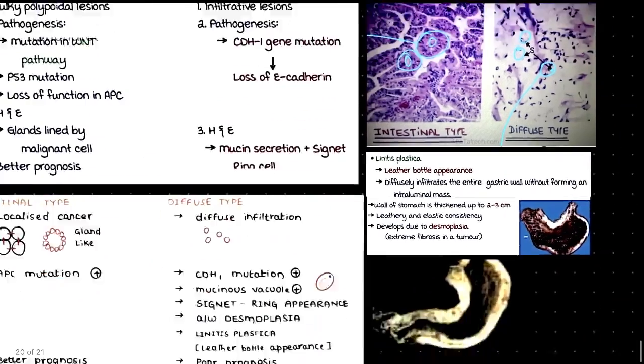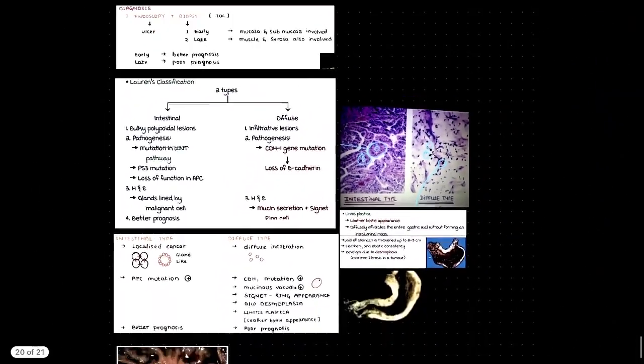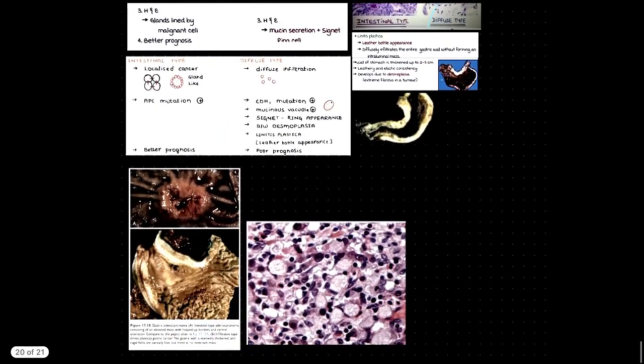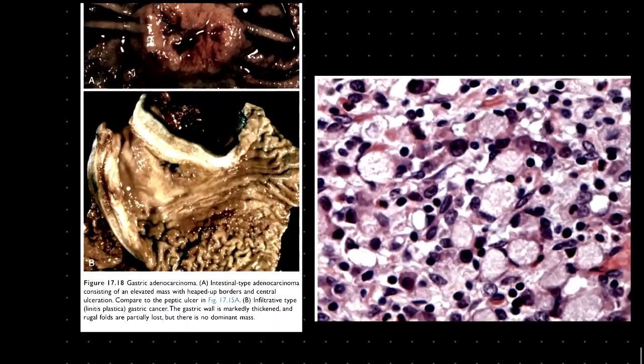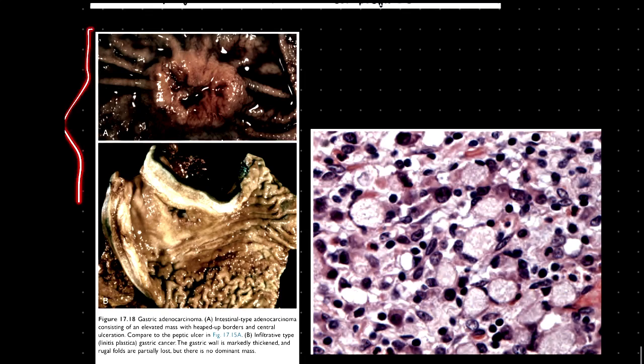Okay, we went through the difference between intestinal and diffuse classification. Now here as you can see, this is the diagram from our Robbins, and both are gastric adenocarcinoma. The first, A, is intestinal type. This is our intestinal type consisting of an elevated mass with heaped up border and central ulceration. You can see central ulceration and you can see heaped up borders, right? This is the morphology.